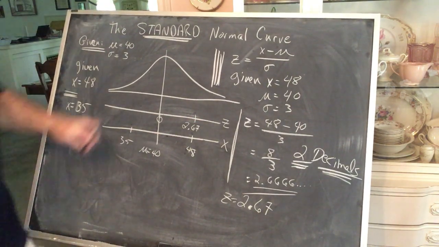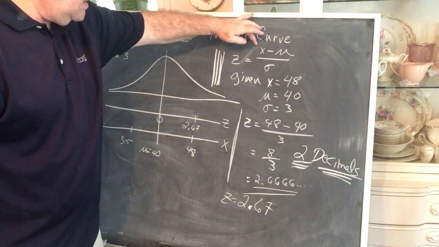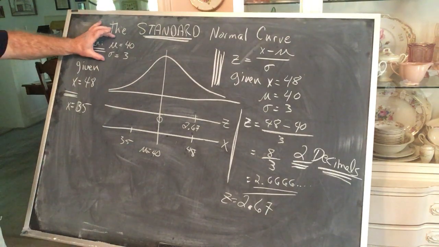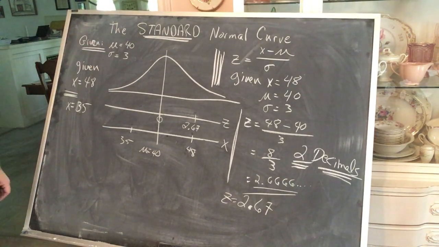It's the x value, which in this case is given, minus mu, all divided by sigma. Remember, for our purposes for now, sigma and mu must both be given.